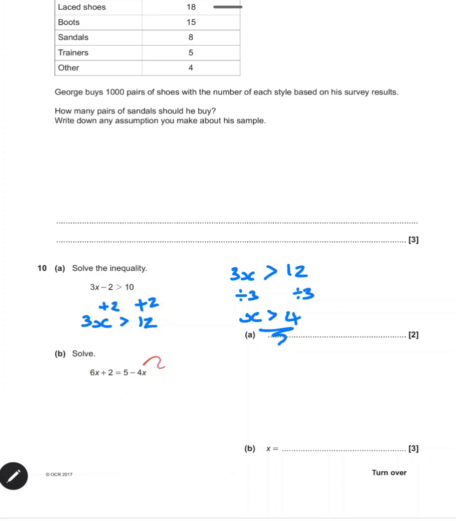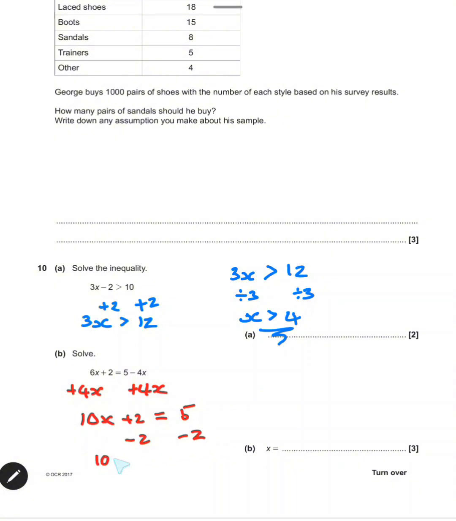Solving an equation with x's on both sides, usually your best place to start is by getting rid of the smaller amount of x's, and negative numbers are smaller than positive numbers. So I'm going to do the opposite of taking 4x, which is to add 4x. And we do that to both sides. 6x add 4x is 10x. The plus 2 stays. The equal sign stays. And the 5 stays. I'm now going to take away 2 from both sides.